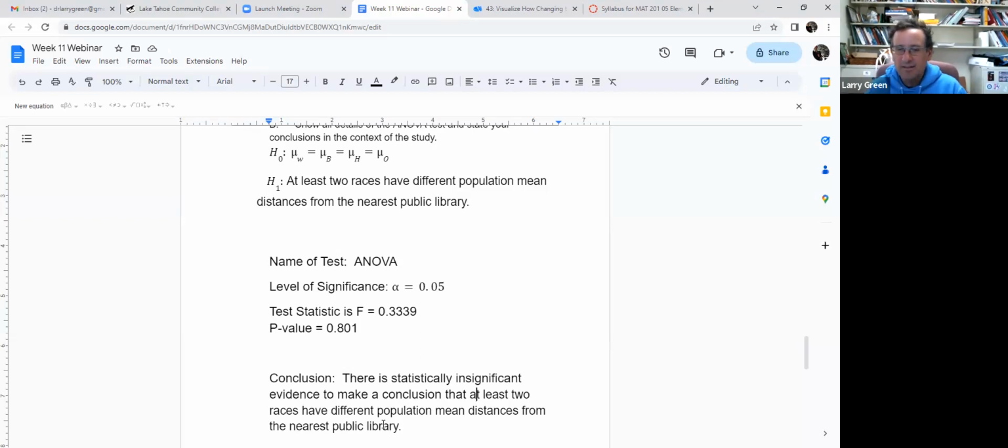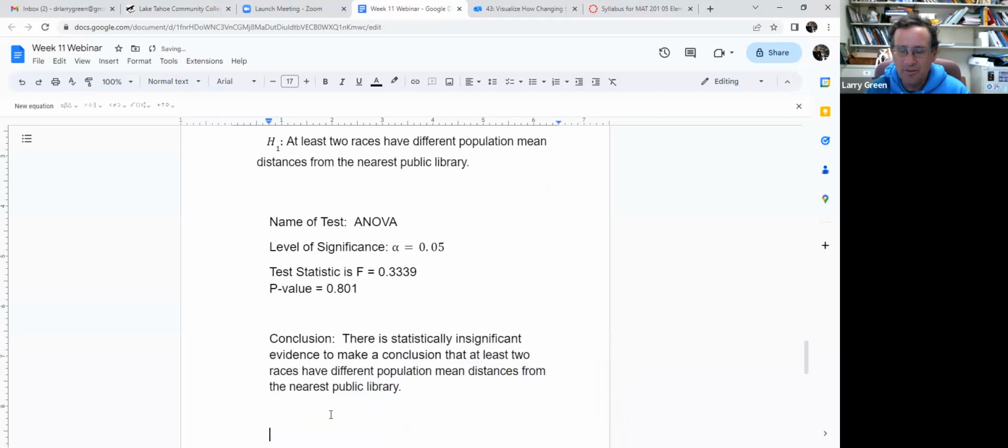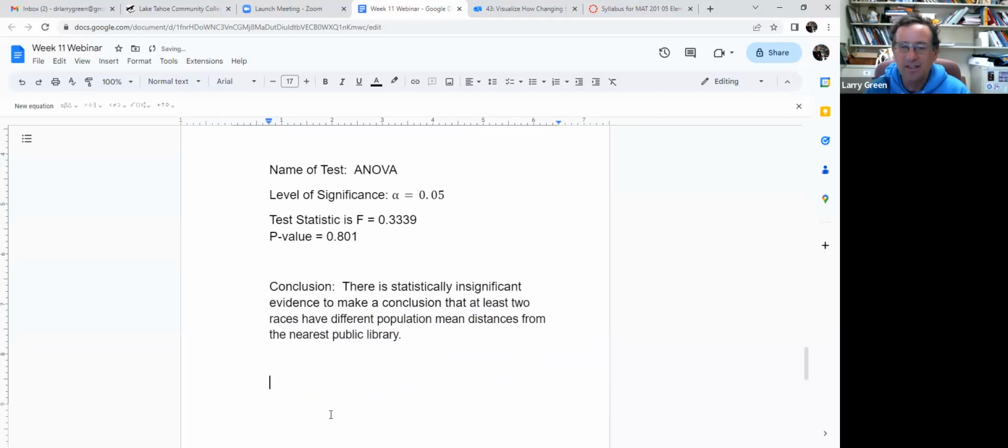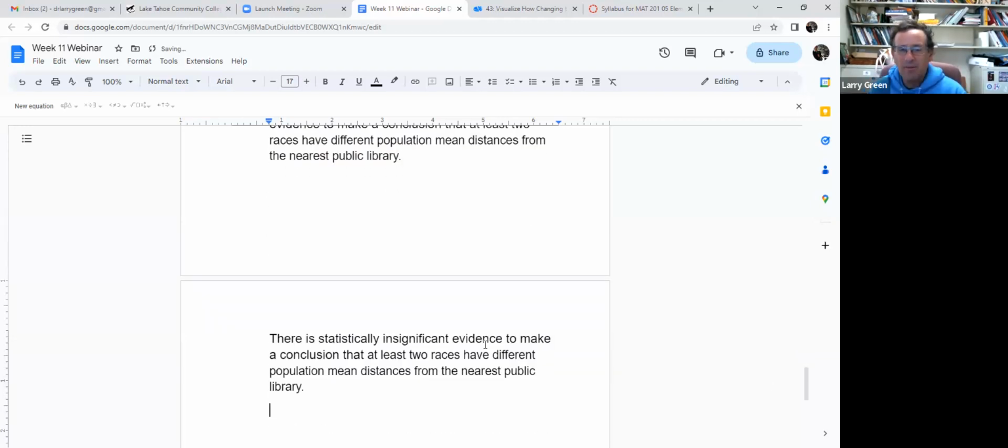Any questions on that idea? I'm going to write this in a different way too, because I want you to be ready for your upper division courses, and not necessarily stats. It could be a psychology class or something where they do ANOVA and they write it differently. So I'm going to copy and paste and change things. So there's still statistically insignificant evidence to make a conclusion that, and there's another way of writing it, and that is that race is a factor in the distance from the nearest public library. Okay, you'll often see it written that way.